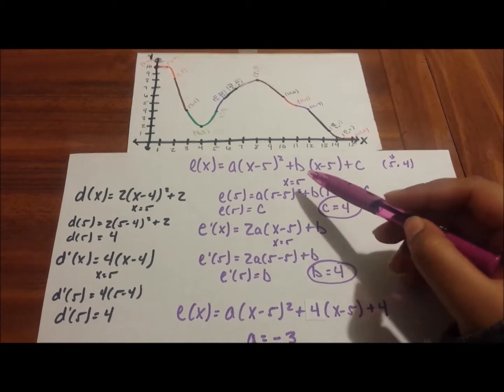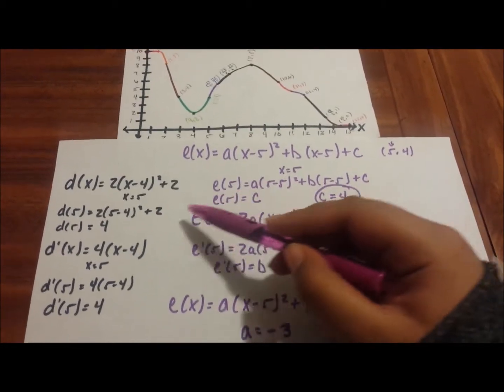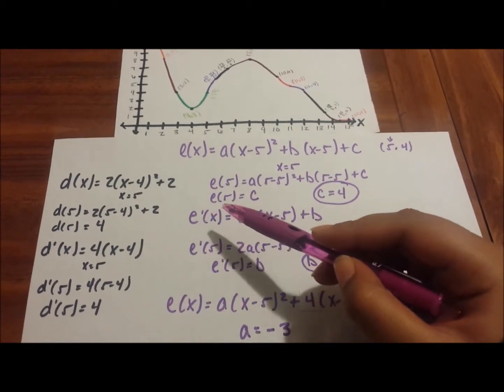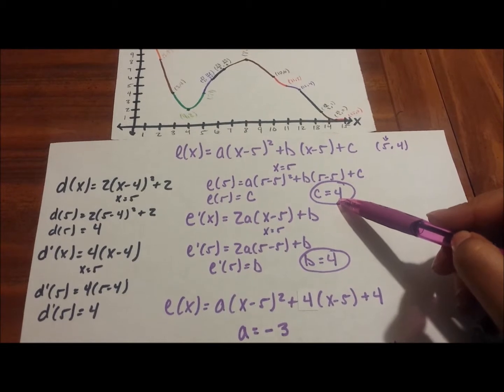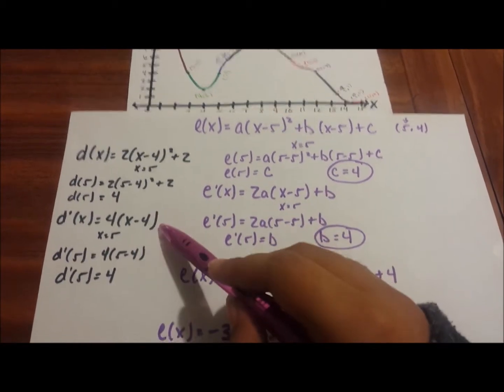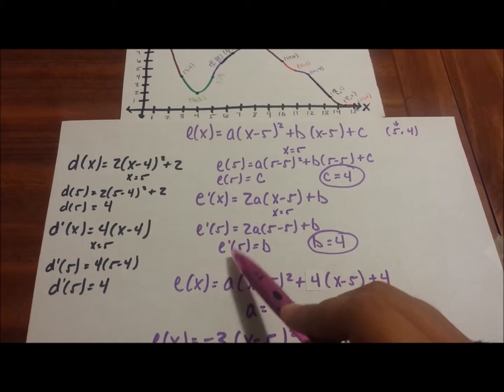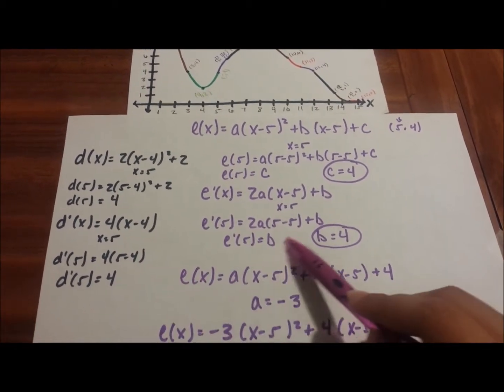To solve for c first, we substituted 5 for x in e of x and d of x, and we got that d of 5 equals 4 and e of 5 equals c. In order for e of x to pass through that point, we needed c to equal 4. After that, to solve for b, we took the derivative of both functions and substituted 5 for x. We get that e prime of x equals b and d prime of x equals 4. Therefore, b has to equal 4.